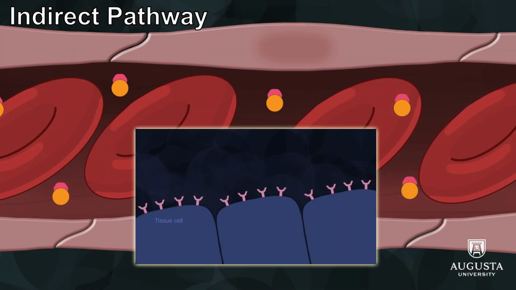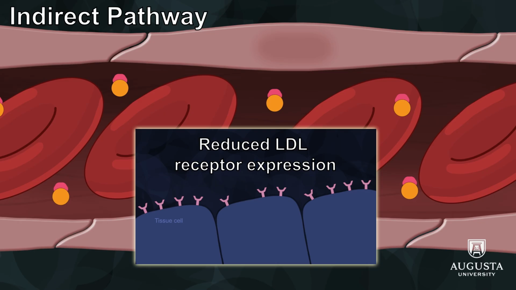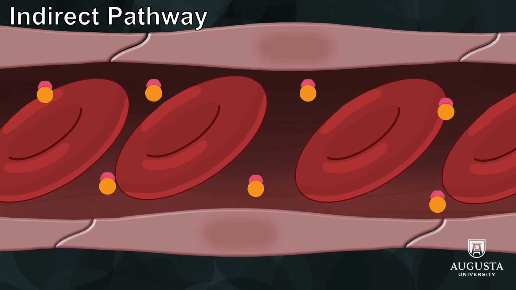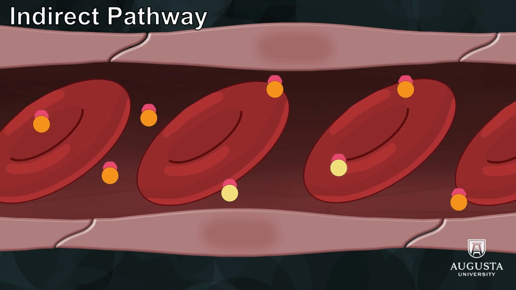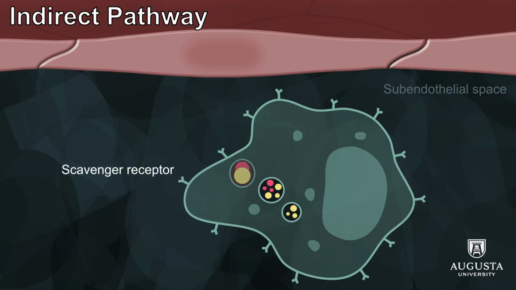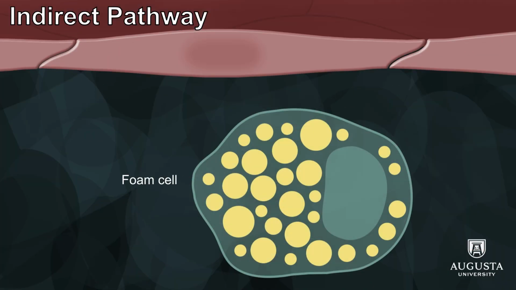However, under conditions such as caloric excess, when LDL receptor expression on the cell surface is reduced, LDL particles may deposit cholesterol in peripheral tissues, particularly within macrophages. This makes the indirect pathway potentially atherogenic.